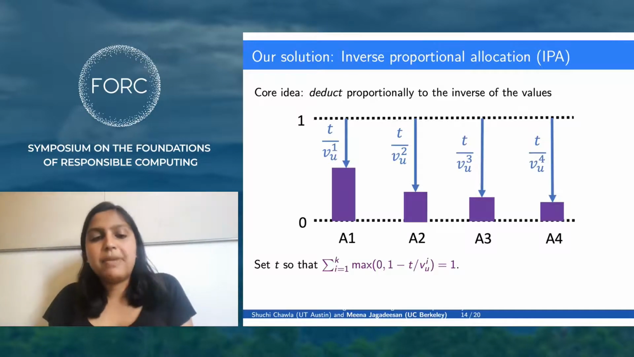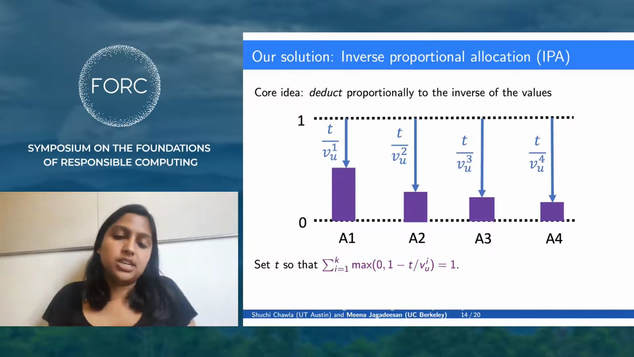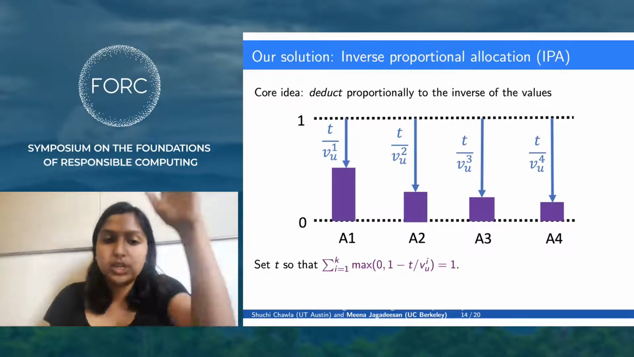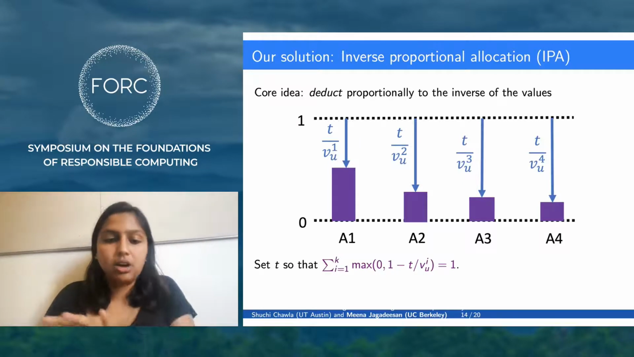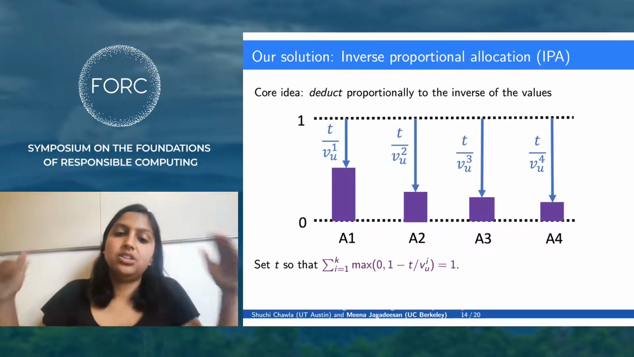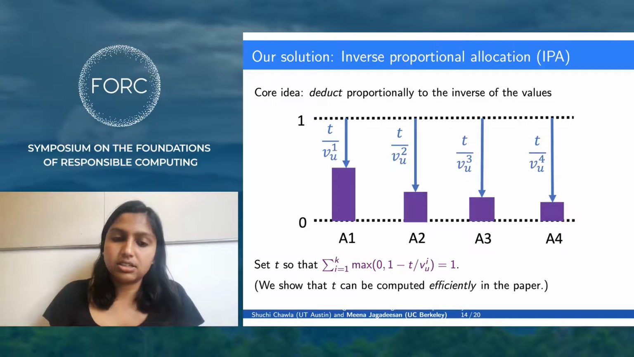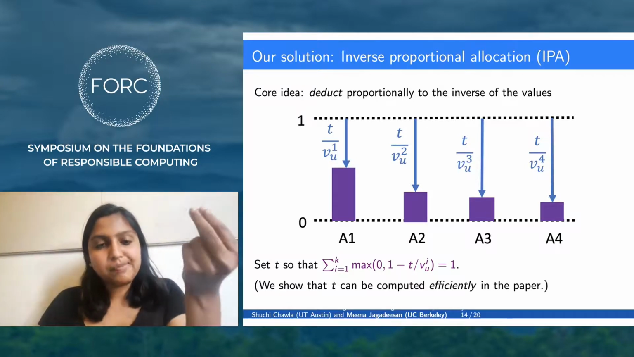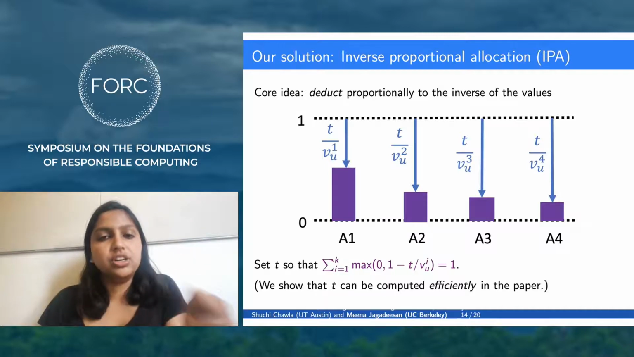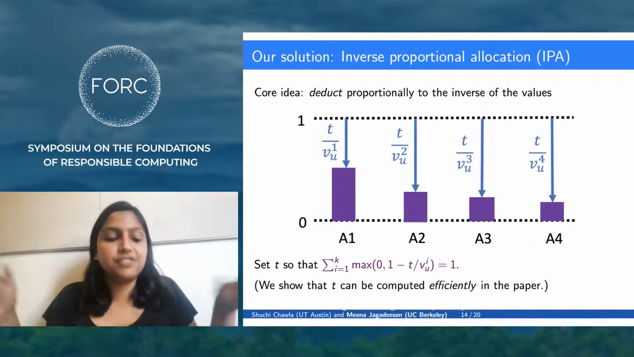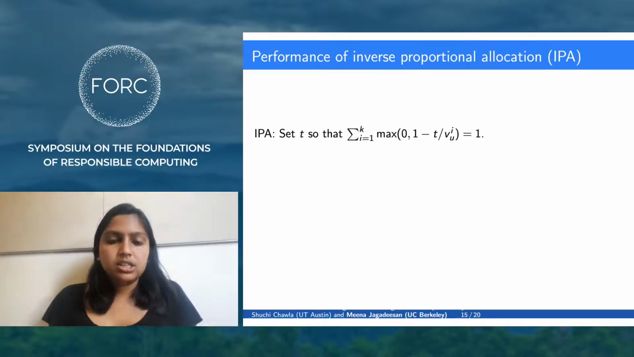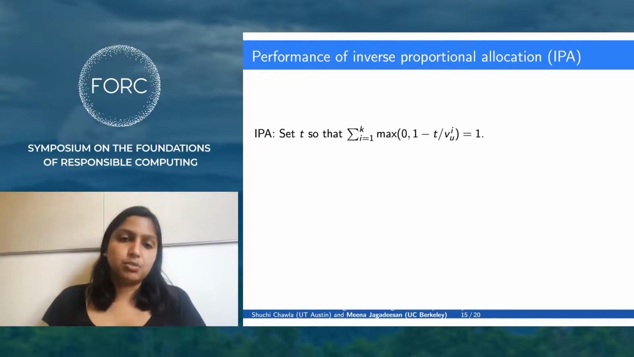So there's actually a max with 0 because we need to ensure that all of the allocations are non-zero. So once an allocation reaches 0, we remove that advertiser and we continue deducting for the other advertisers. So we show in our paper that this value t can be computed efficiently. So we provide an efficient implementation of inverse proportional allocation in the paper. So now let's talk about the performance of inverse proportional allocation.